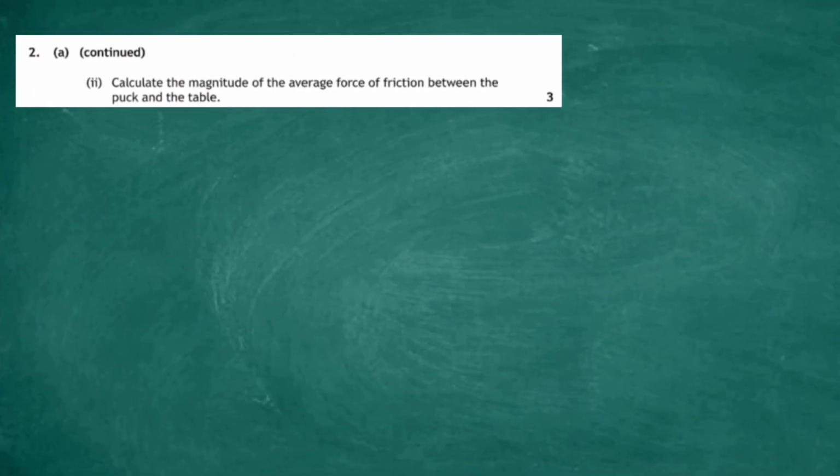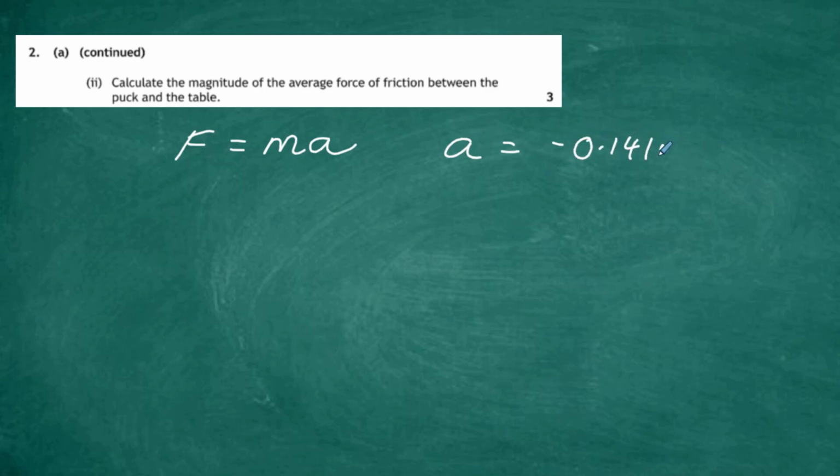Question 2a, continued, part 2. Calculate the magnitude of the average force of friction between the puck and the table. It's the force of friction which is causing the puck to decelerate, and therefore we can use the formula F equals ma, Newton's second law. We know the acceleration because we just worked it out, and the acceleration was minus 0.141 meters per second every second, but we can drop the minus sign as we're only interested in magnitudes, not directions, so we just use the positive value.